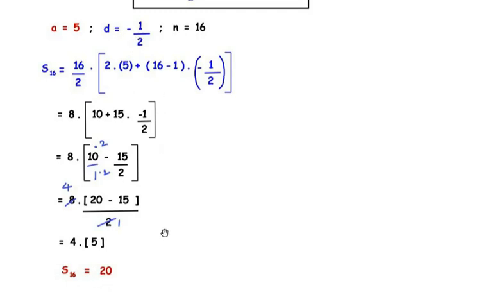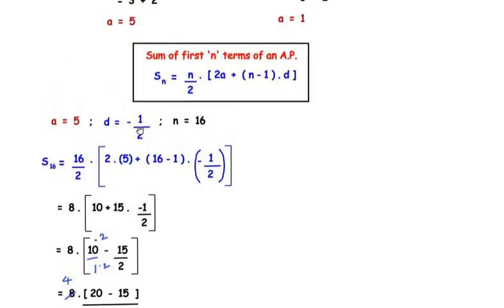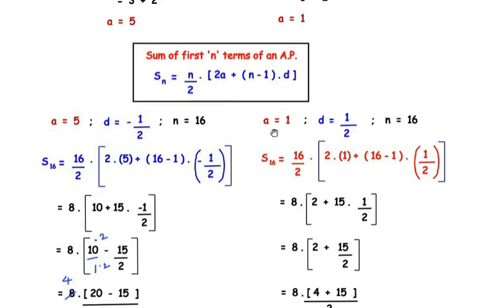Now using the similar steps, let us find out what will be the sum of first 16 terms when a is going to be equal to 1 and the common difference is positive 1 over 2. So here a is equal to 1, d is equal to 1 over 2 and n is equal to 16. So S16 will be equal to 16 over 2 times 2 times 1 plus 16 minus 1 times the common difference, which is positive 1 over 2. Now simplifying this we get, now 2 divides 16 giving us 8 times 2 times 1 is 2 plus 16 minus 1 is 15 times 1 over 2.